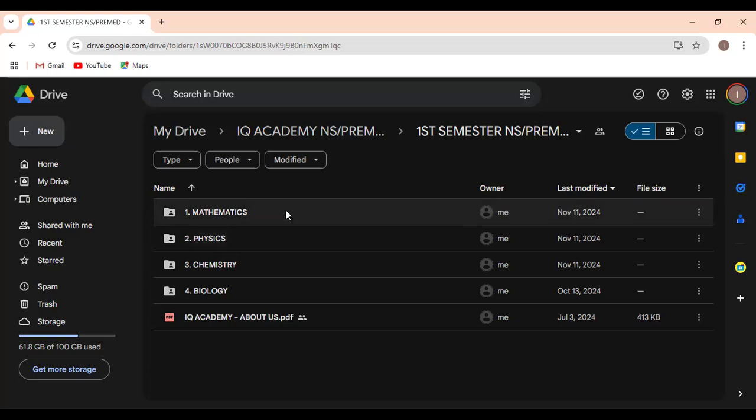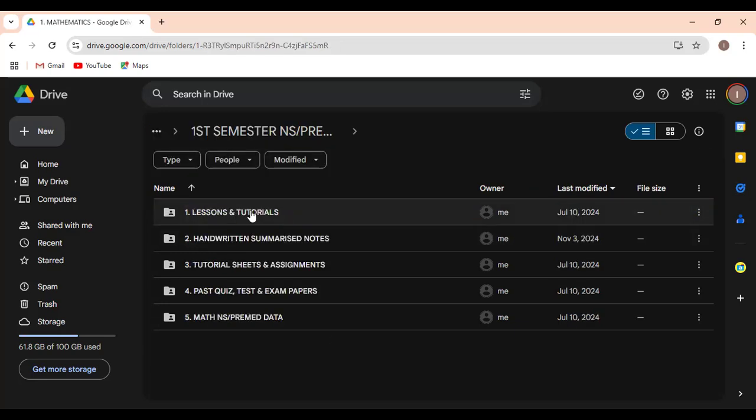So if, for example, you go into the math folder here, okay? Well, we are going to find these folders here. So in the first folder there, that's where we have the lessons and the tutorials, okay? And then here we have handwritten notes that are summarized, okay? And then here we have the tutorial that you are going to be having, okay? If we make solutions, if they are written or in video form, we're going to put them in this folder, okay? And then for the past papers, the quiz, the test, they will be in this folder. And then for the general data, okay, we put it in this folder here.